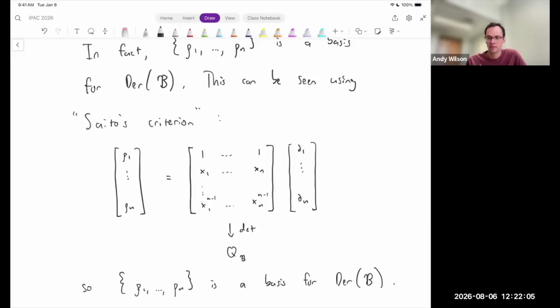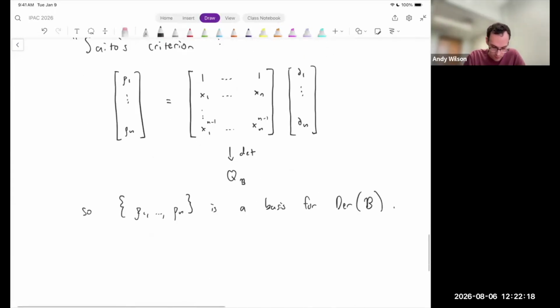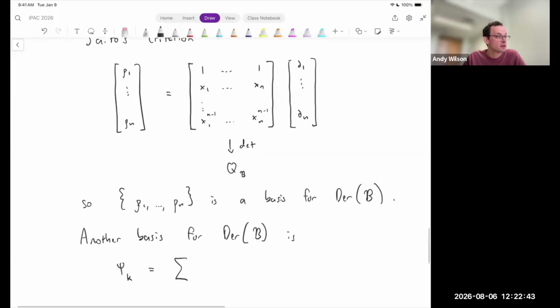That was a good place for them, so. Okay, so I'll write down one more basis for this module, and then you'll start to see where this shows up. So we can write these as psi sub k. This is a little bit more complicated to write down.